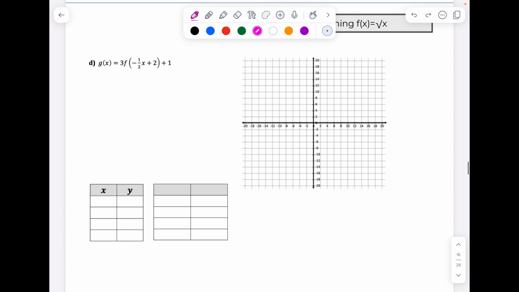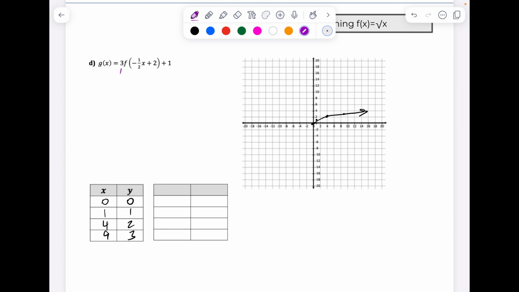Now let's look at this one. So we'll do the same thing for our base. 0, 1, 4, 9, 0, 1, 2, 3. And I'll plot them: 0, 0, 1, 1, 4, 2, and then 9, 3. And so there's our base graph. Okay. And now let's list our horizontal and vertical translations.